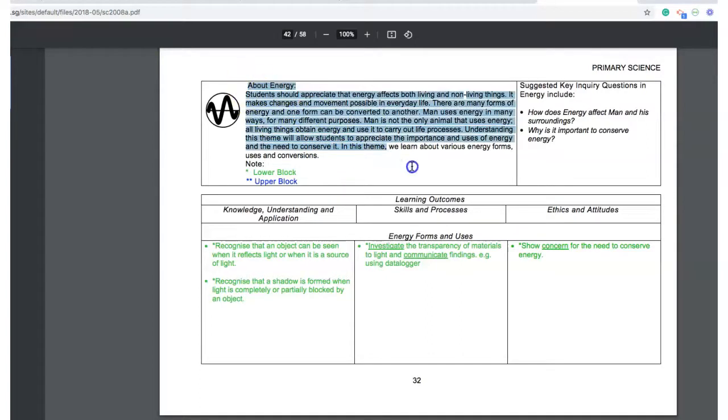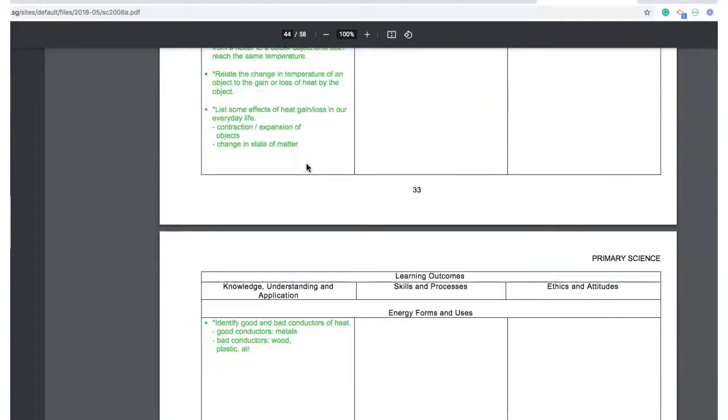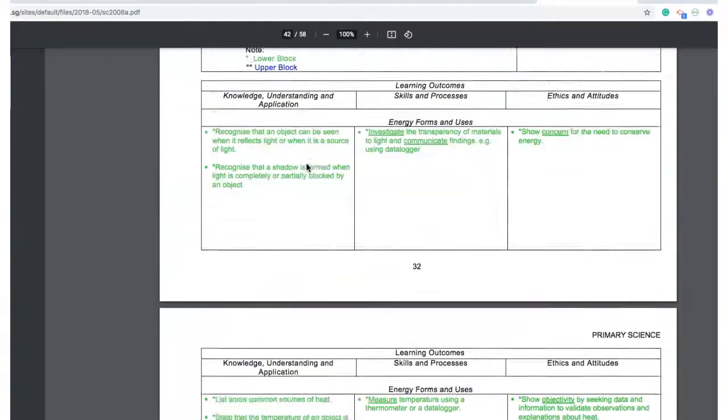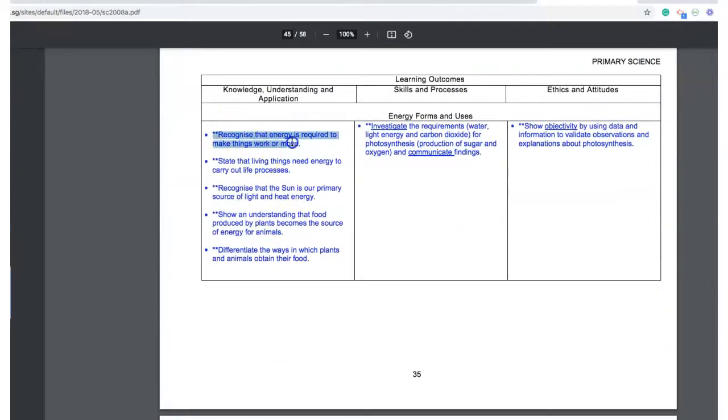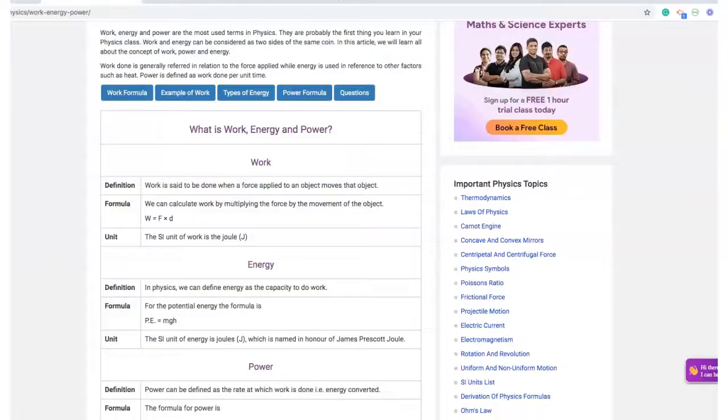Now under the topic of energy, what the students are supposed to learn under upper primary is in the upper block. It is the idea of work: energy is required to make things work or move. Now what does work mean? Work here is actually a scientific concept. Work is equal to force times distance traveled. Work is said to be done when the force is applied to the object and moves the object. There's a calculation for this: work equals force times distance traveled. And the unit for work is the joule.